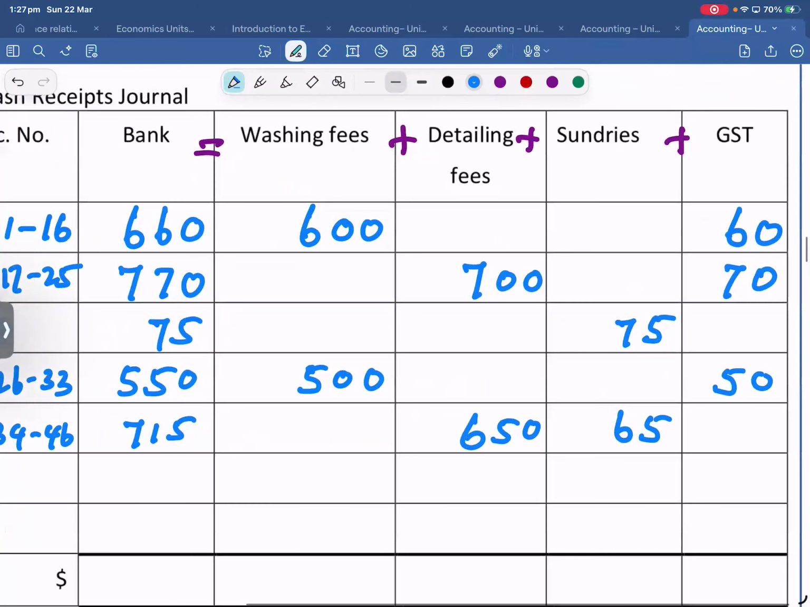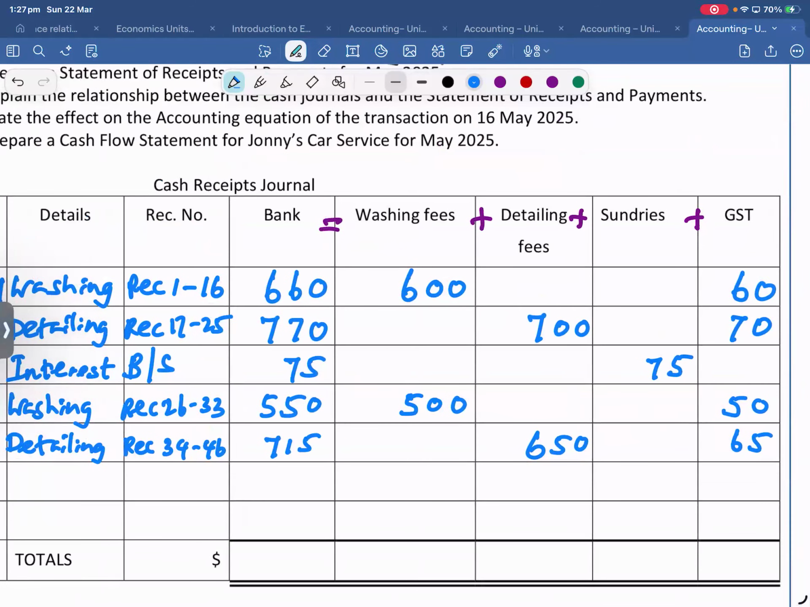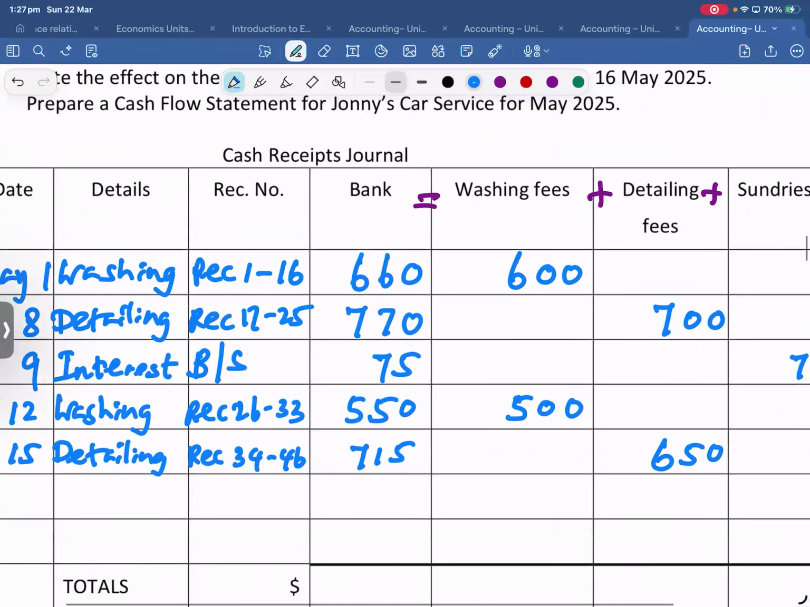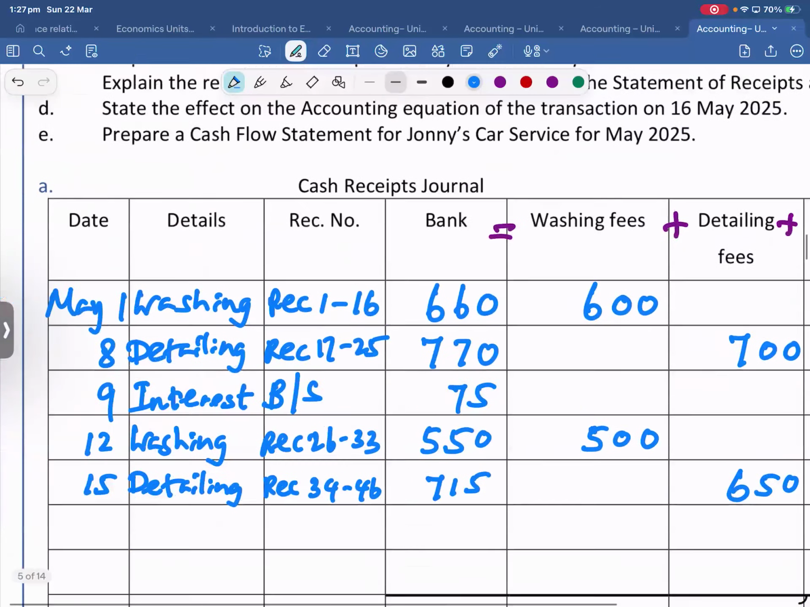Easier way is, if you want, you can times, sorry, not sundries, my bad, GST. So you can times the GST by 10, then you get the original. Otherwise, to get the GST, you times it by 10%, or you cut one zero, one decimal place away. Right. Then, yeah, 715 done.